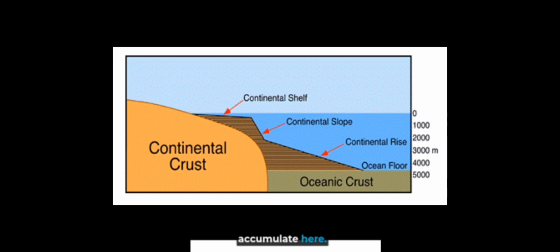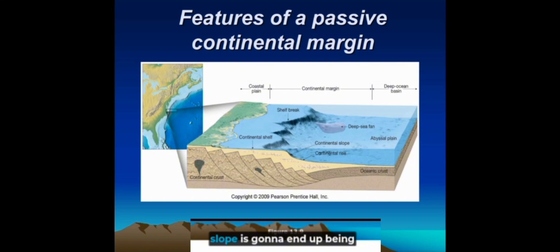And here at our continental rise, because the gradient is starting to flatten back out, sediment is going to accumulate here. So, all of the sediment that is moved down the shelf and the slope is going to end up being deposited in our continental rise. And a lot of the time, it is going to end up in what is called a deep sea fan.